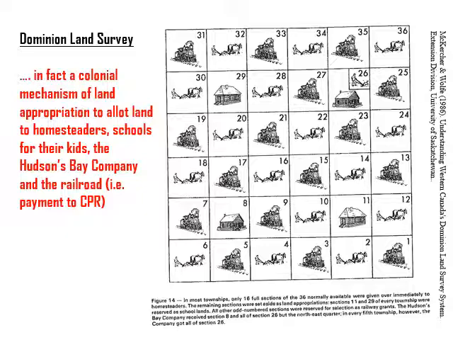So the Dominion land survey system is in fact a very colonial mechanism of land appropriation that allotted land to homesteaders, and schools for their kids, and the Hudson Bay Company and the railroad. Each township has 36 sections. A township is 6 by 6 miles, so each section is 1 by 1 mile. And for each township, there was a particular distribution towards either homesteaders, schools, the Hudson's Bay Company, and the railroad. This was the same all over Western Canada and done by the Dominion system.